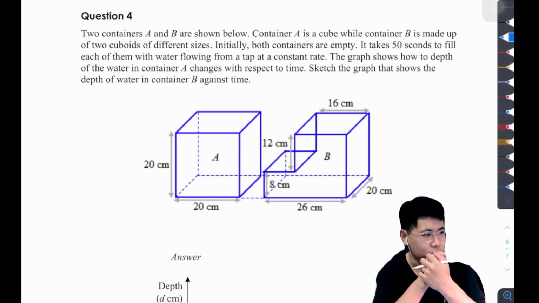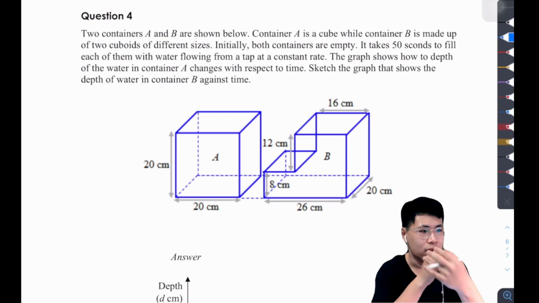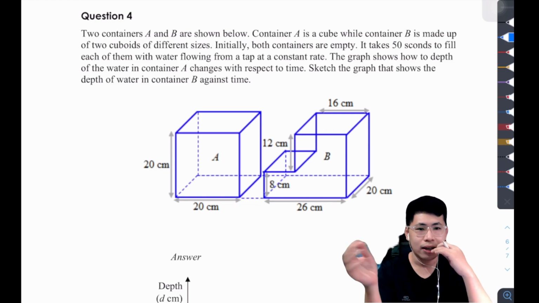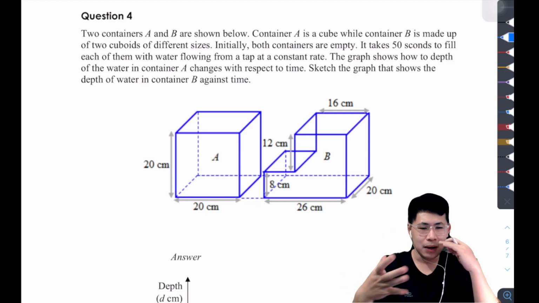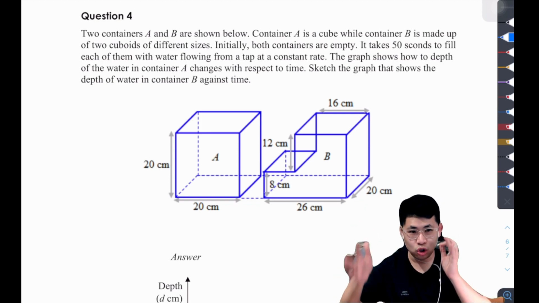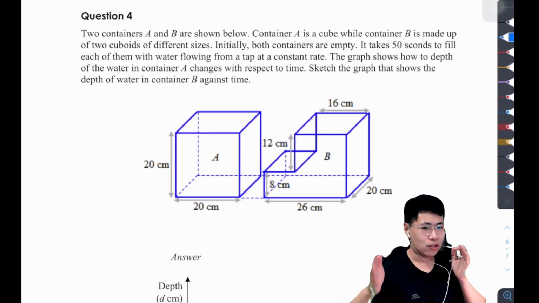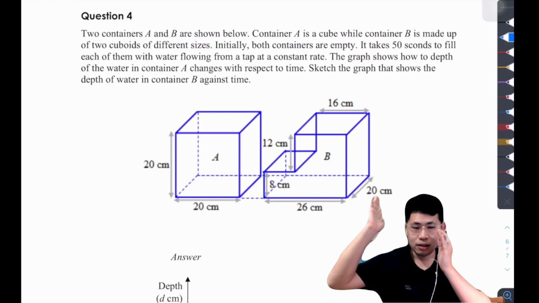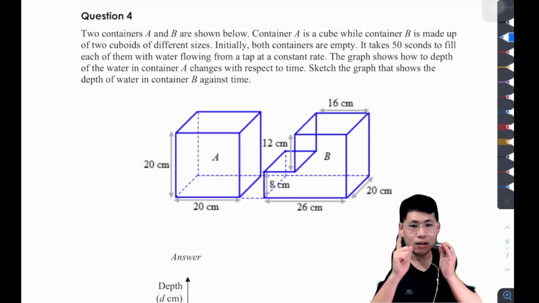So we need to draw the graph to show how the depth of water changes with respect to time. Sketch the graph that shows the depth of water in container B against time. Let's take a look at these two. Now let's take a look at A. The base of A is a cube, so it will fill up quite uniformly. It means we're expecting a constant rate.